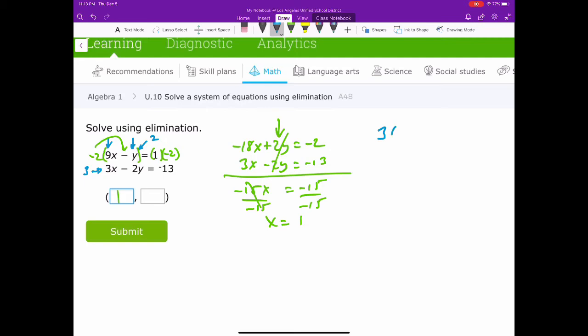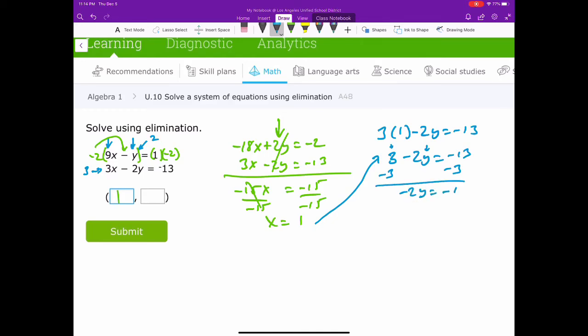3 blank minus 2y is equal to negative 13. We said x was 1. So that's 3 minus 2y is equal to negative 13. Let's solve for y. So we get rid of the farthest value. See, 3 is farther away from our variable. So we minus 3 to both sides. Opposite operation: the plus 3 is minus 3. Negative 2y is equal to negative 16. Divide by negative 2, divide by negative 2. Y is equal to positive 8.